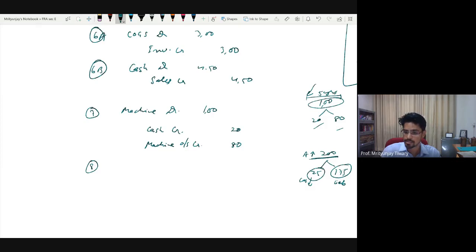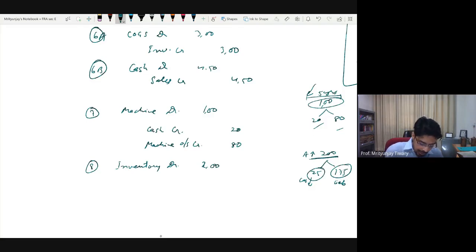1.75 crores is a liability. So let us enter this. Inventory is increasing, so an asset increase should be debited. That is why I am writing inventory debit 2 crore rupees. This is the worth of inventory you are getting.